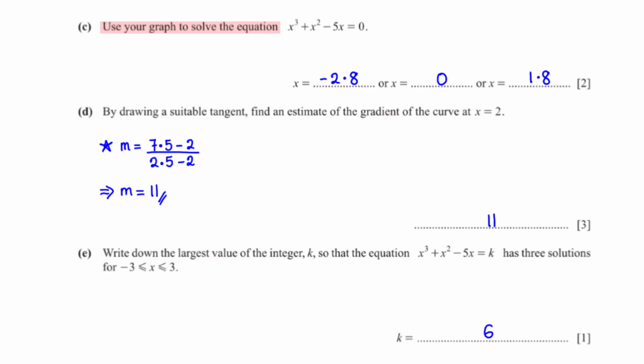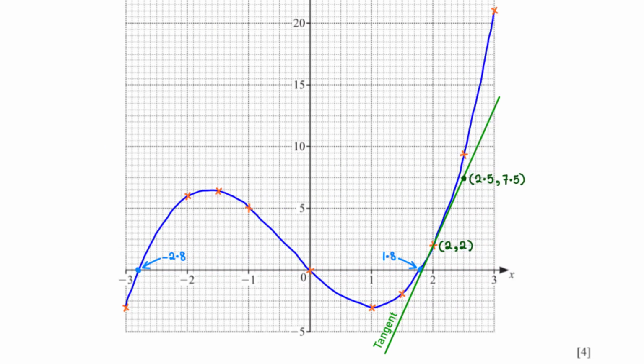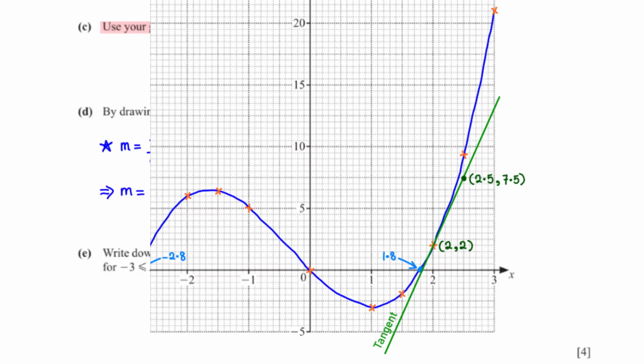Use your graph to solve the equation x cubed plus x squared minus 5x equals 0. In other words, we need to find the x-coordinate of the intersection point between the curve and y equals 0, which is the x-axis. From the graph, we get these points as x equals -2.8, x equals 0, and x equals 1.8.